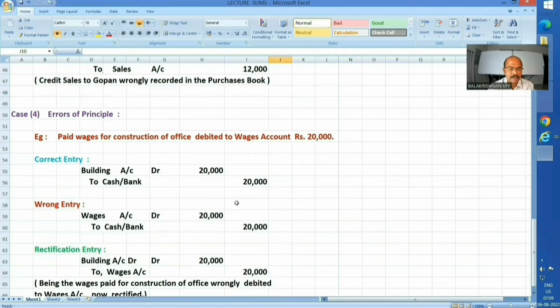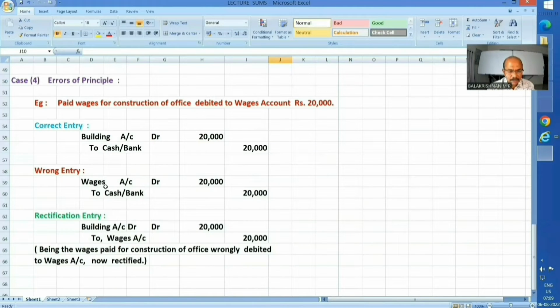That's the correct entry. Unfortunately, you have shown wages account debtor 20,000 to cash or bank. So cash or bank is okay. It has been properly credited. Whereas wages has been unnecessarily debited, so we have to credit it, and building requires a debit. So building account debtor to wages account. So rectification of entry is a very interesting thing. It gives you in-depth knowledge about double entry accounting. Okay. The journal narration will be: being the wages paid for construction of office wrongly debited to wages account, now rectified.